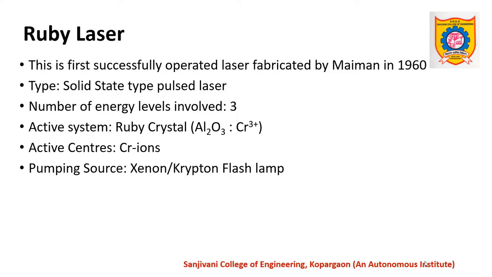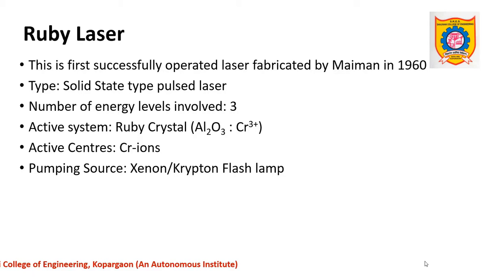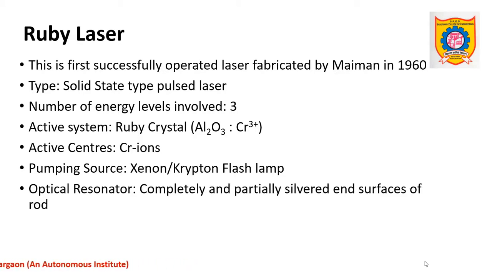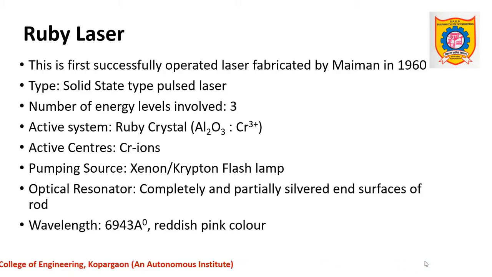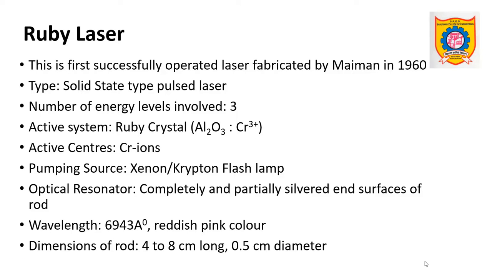It uses optical pumping as the pumping source, that is xenon or krypton flash lamp. Optical resonator is in the form of completely and partially silvered end surfaces of the rod. The output wavelength of this source is 6943 angstrom units, which is reddish pink in color, and the dimensions of the rod are its length is 4 to 8 cm and diameter is 0.5 cm.